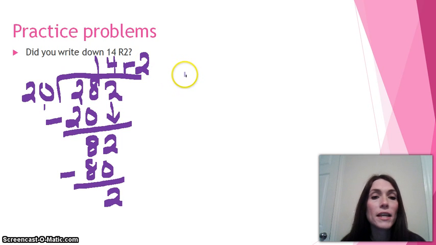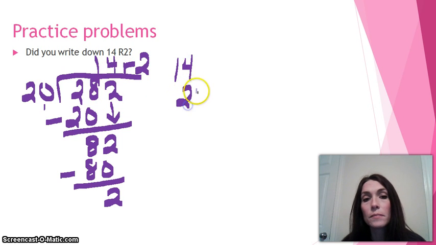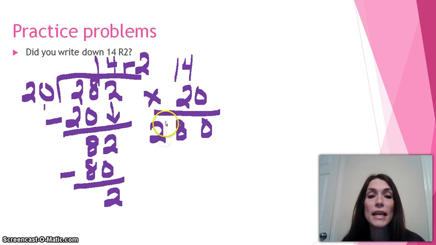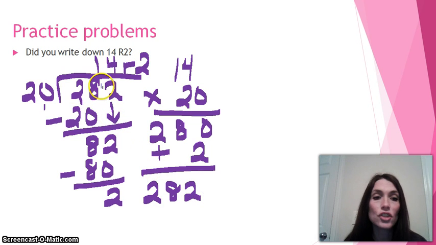Now I'm going to multiply to check my division. So I will multiply 40 times 20, which gives me 280, and then I have to add back in my remainder of 2. So that gives me 282. I check that right back up here, and I know I did the division correctly.